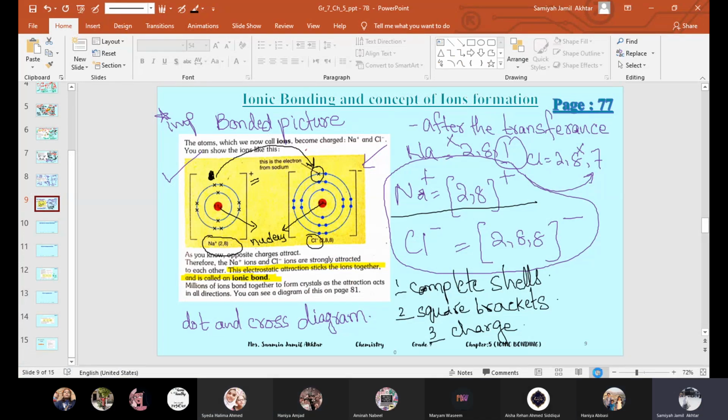I asked you to make a lithium fluoride dot and cross diagram. Did you make it? Yes, miss. Okay, good. So let's discuss the diagram, the lithium fluoride. And today we'll practice more compounds.